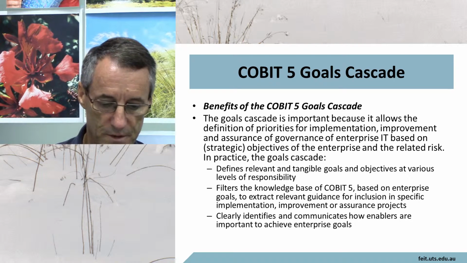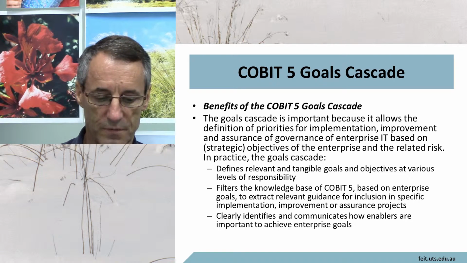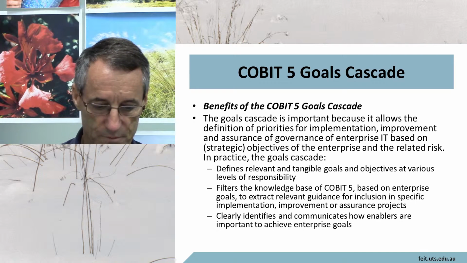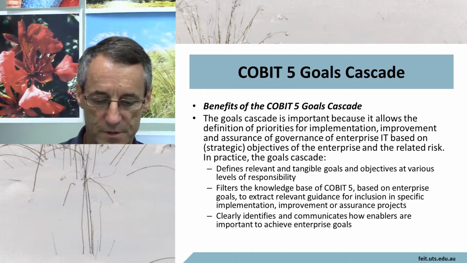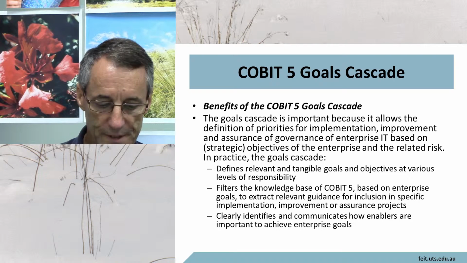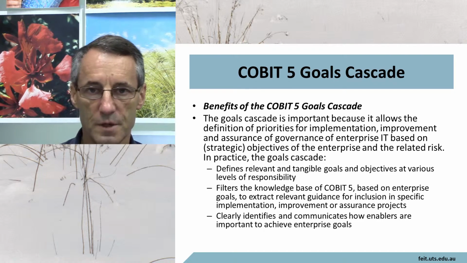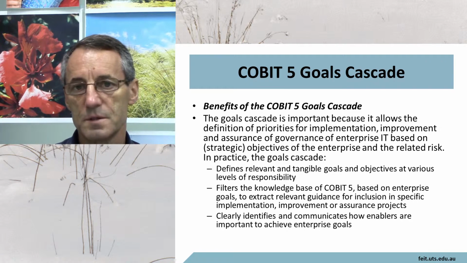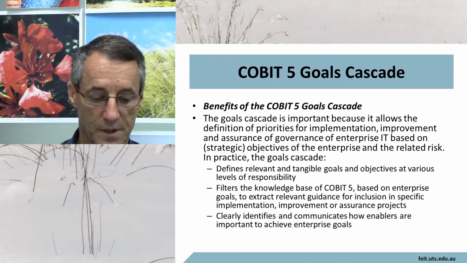Now in practice, the Goals Cascade, one, defines relevant and tangible goals and objectives at various levels of responsibility. This is quite important. Two, it filters the knowledge base of COBIT 5 based on enterprise goals to extract relevant guidance for inclusion in specific implementation, improvement or assurance projects. And three, it clearly identifies and communicates how the enablers are important to achieve the enterprise goals. Now, each of those things is quite important to have articulated in the organization.